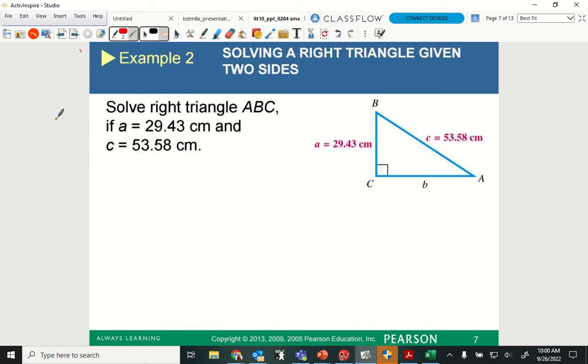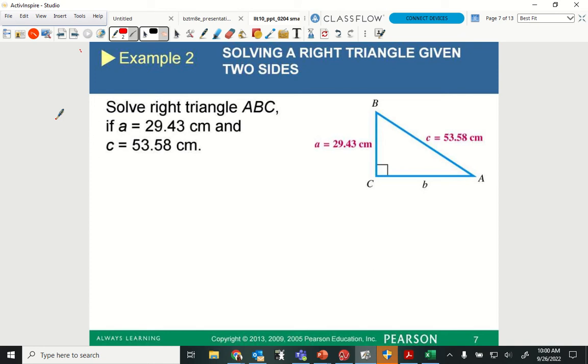All right, solving right triangles given two sides. Now, if you have a right triangle, and you know two of the sides, what can you always use to find the third? Pythagorean theorem. We're going to use the Pythagorean theorem to try and find the third side.